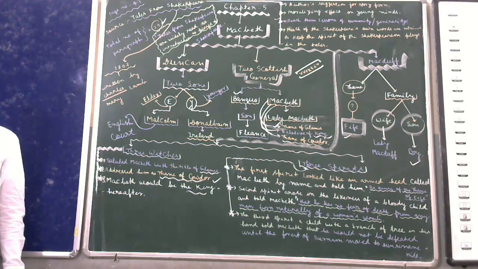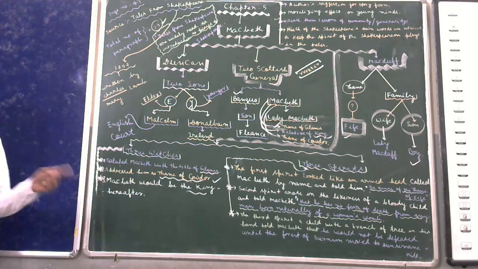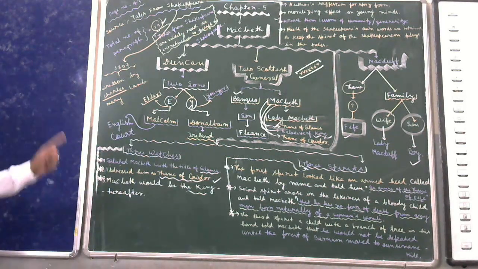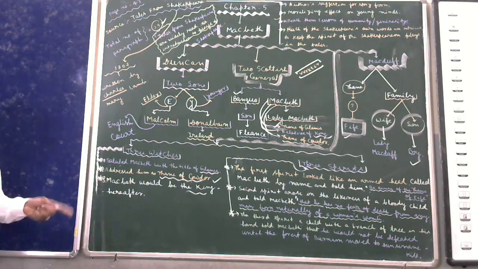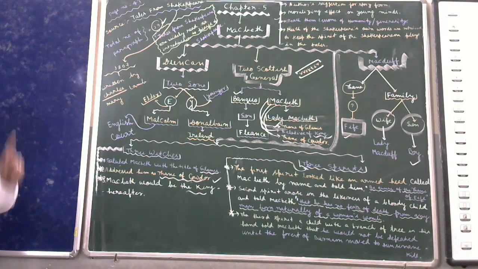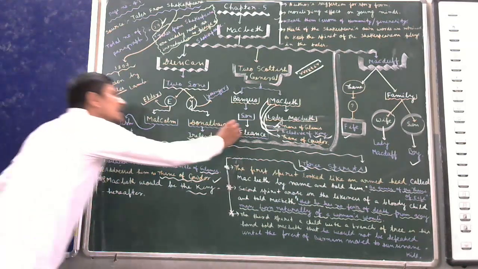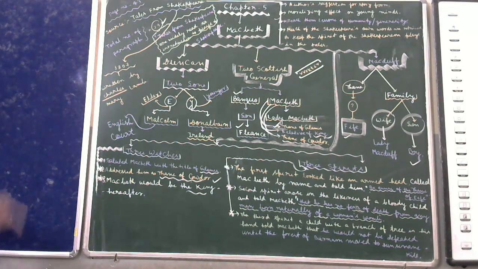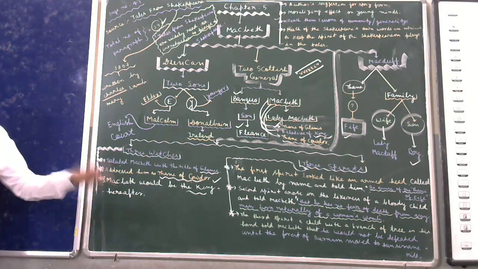And for Banquo, these three witches foretold that Banquo will never reign over Scotland, but he will become the father of kings. It means that Banquo will never become the king of Scotland, but his son, whose name is Fleance, will become the king of Scotland after Macbeth.